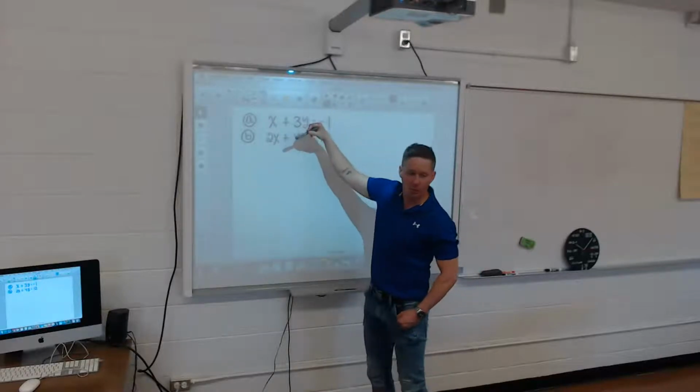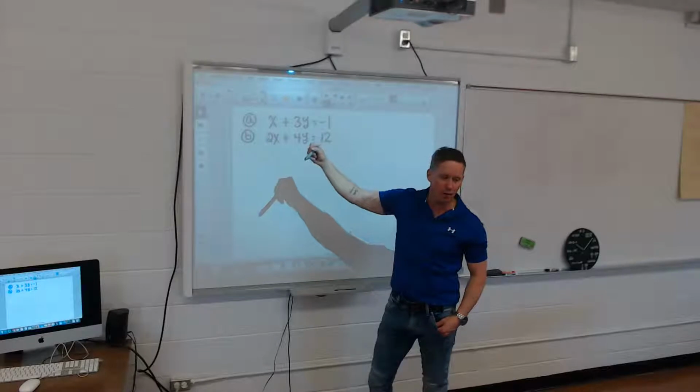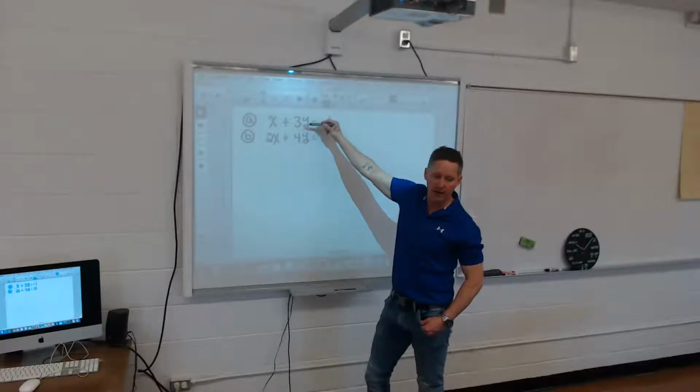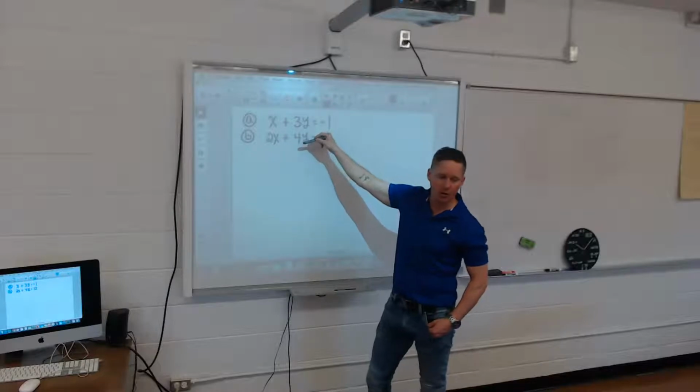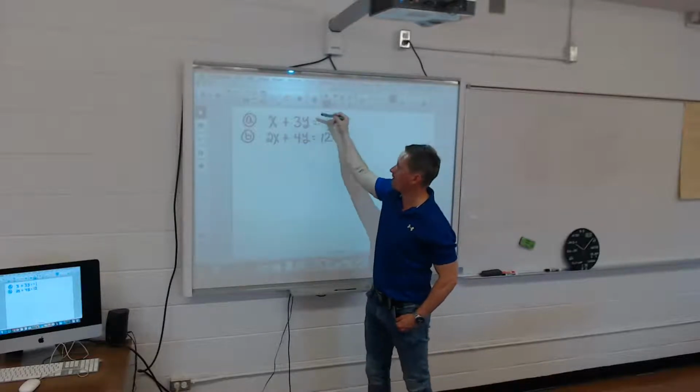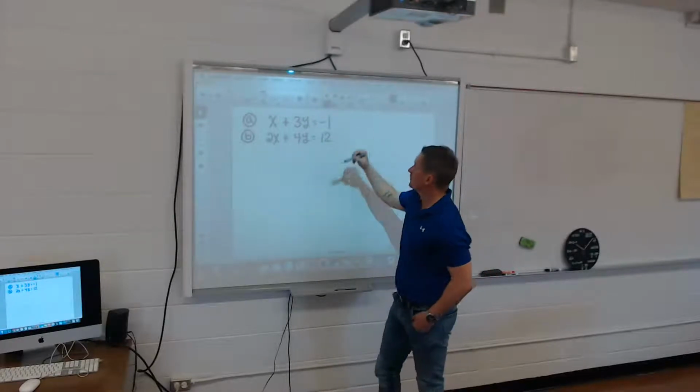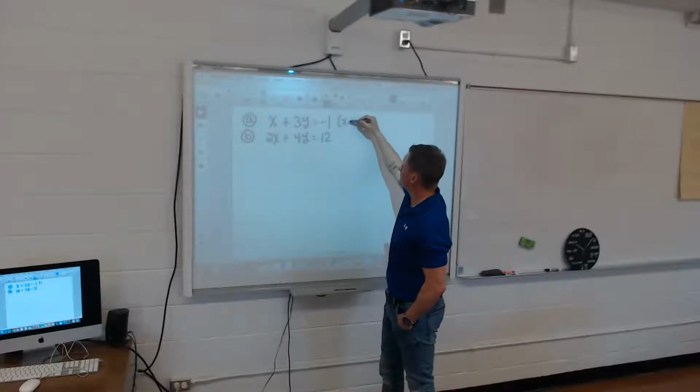If I wanted to use the y's, I would have to do a little more work. I'd have to times the 3y by 4, or -4, and then the 4y by 3. So I'd have to multiply them each in order to cancel them out. I want to get them both at 12. So the easy way is times this by -2.